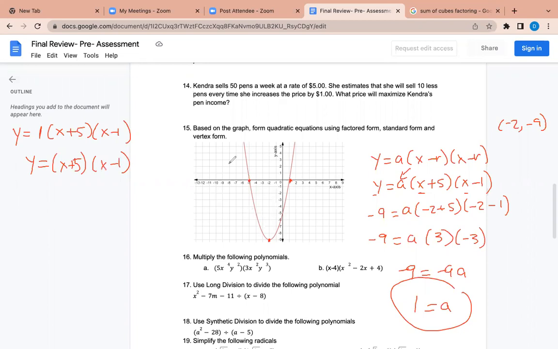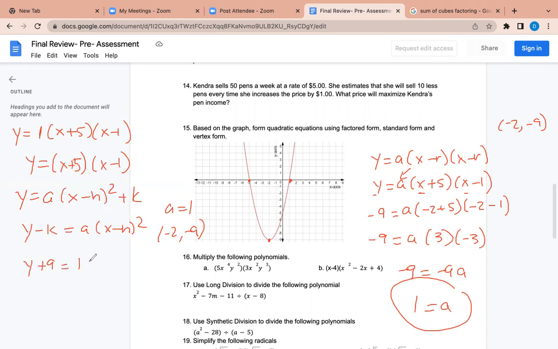Now, what about the vertex form? Remember, vertex form is y is equal to a, and then (x minus h) squared plus k, or y minus k is equal to a times (x minus h) squared. Either way, you can flip the k to the other side. Our vertex is -2, -9, and our a is equal to 1. So just plug those numbers in. So y plus 9 is equal to 1 times (x plus 2) squared. And that's your final answer.